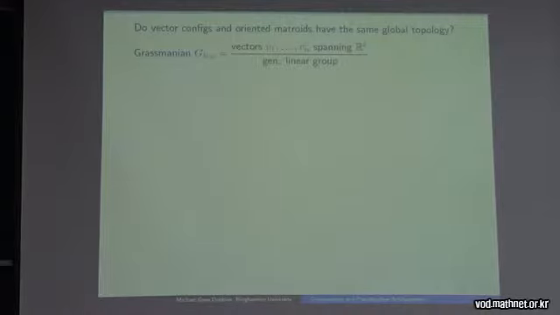So if we go to what is the global topology of vector configurations? By this I mean the topology of the Grassmannian, which can be defined in various ways, but one way is you can look at n vectors that span R to the k and then mod out by the general linear group, and you get some manifold, which is the Grassmannian. And then I want to look at what is the topology of oriented matroids. What does that mean? The global topology.